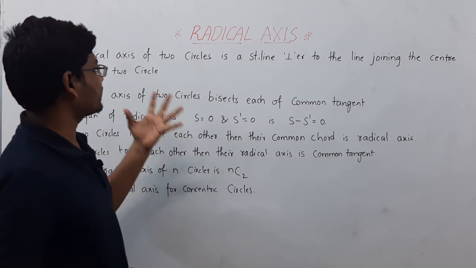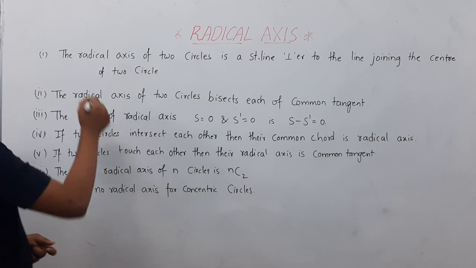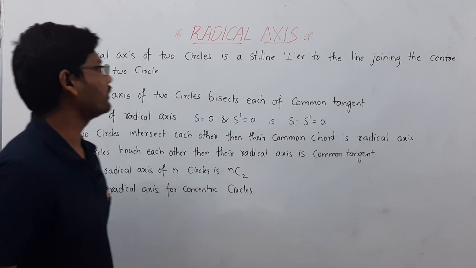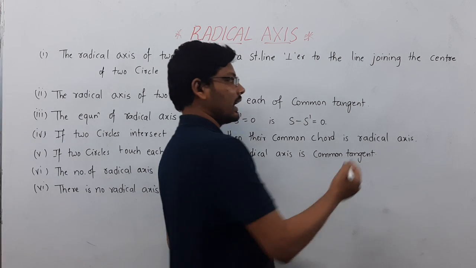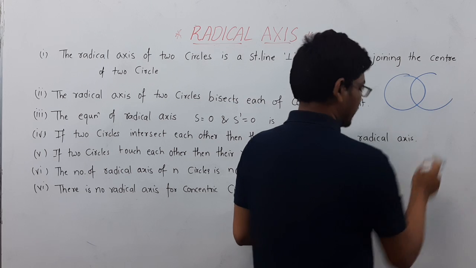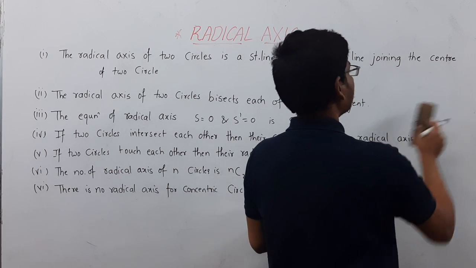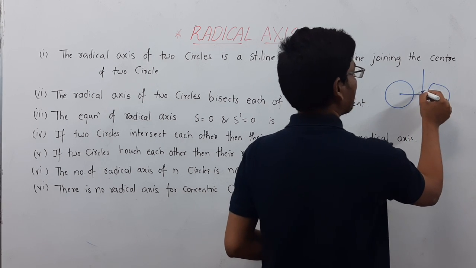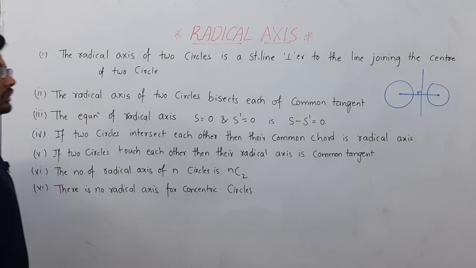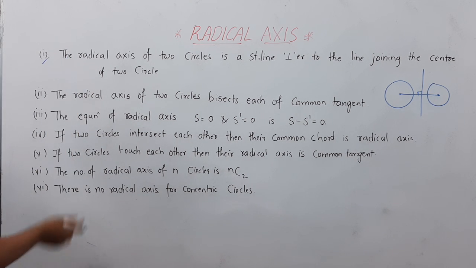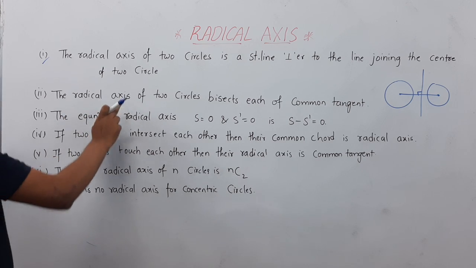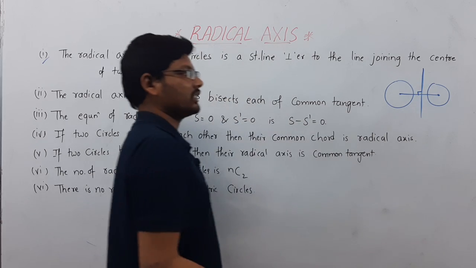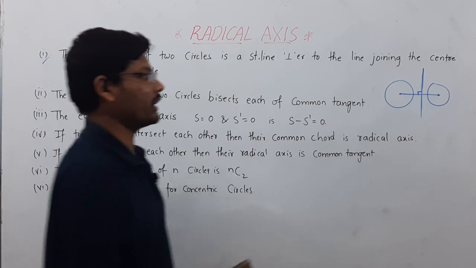Here are some important points of a radical axis. The radical axis of two circles is a straight line perpendicular to the line joining the centers of the two circles. We already discussed this in the last part. If two circles are like this, the radical axis is always perpendicular to the line joining the centers. This is the first point. The second point is that the radical axis of two circles bisects each common tangent. The common tangents always bisect each other. This is all about the second point.